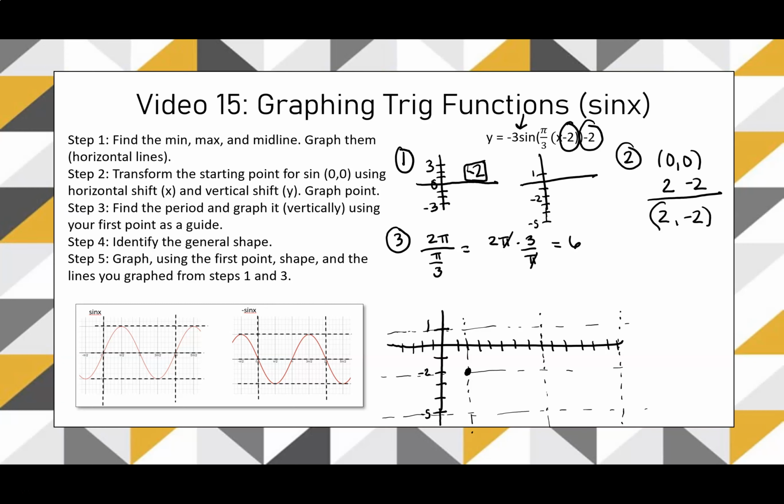All right, step 4 is the general shape. Just a reminder that we've got a negative here, so negatives here should start down. So I've got a graph that starts down and then it comes up. Remember, it starts at the midline, halfway is at the midline, then we've got to hit our max here, and then our min down below. Okay, so just a reminder of what that looks like.